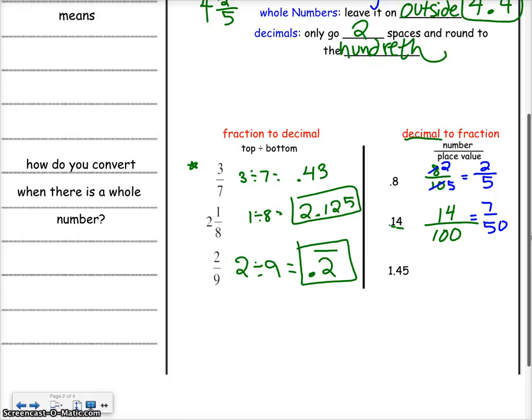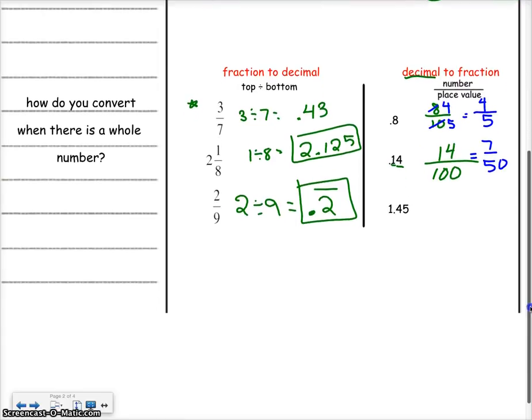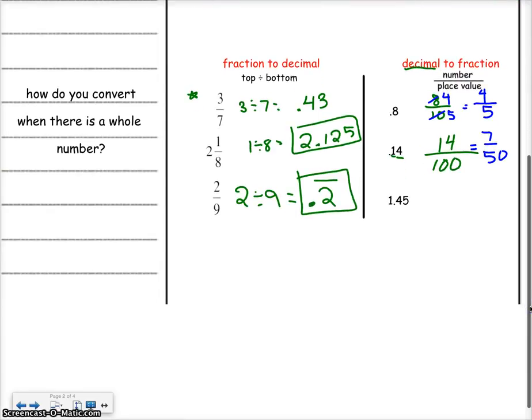Okay, the next one, 1.45. Now remember, whole numbers, you deal with them at the end. So I'm dealing with my 0.45 right now. So the number is 45. The place value is 100. And then I just put the 1 on the outside. Now I can simplify it. And let me take my time here. 5 goes into both of them. 45 divided by 5 is 9. 100 divided by 5 is 20. And I'm going to rewrite that beautifully. 1 and 9 over 20.